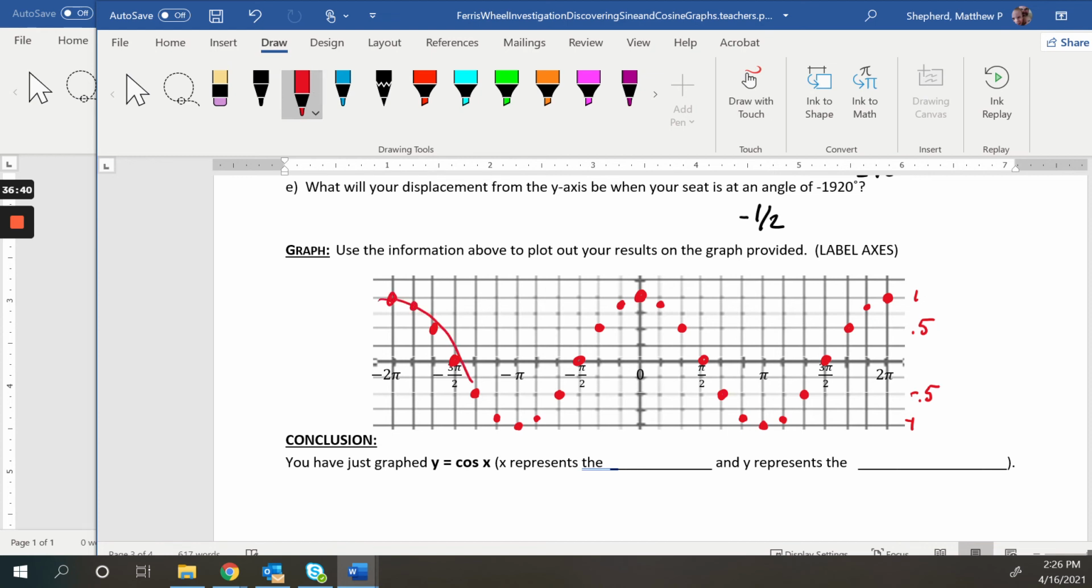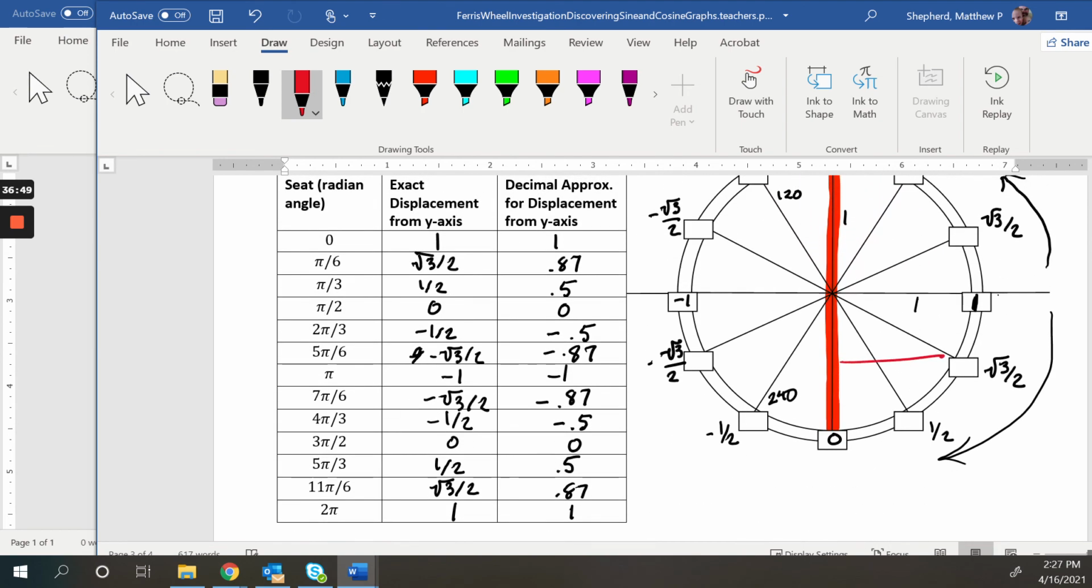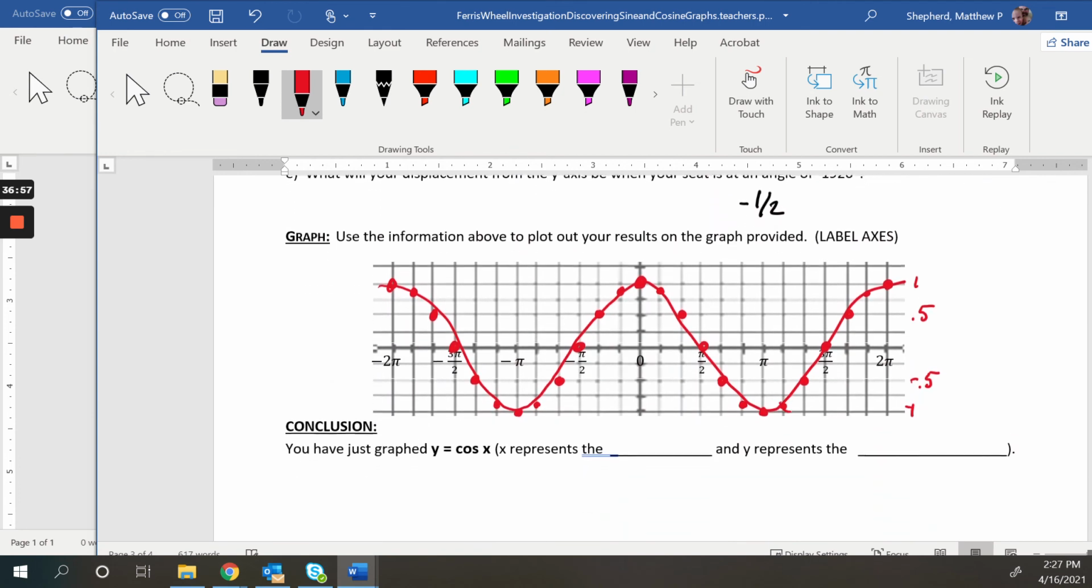Now this graph that we have just created right here, by focusing in on how far forward or how far backwards, because that's where all these came from. This went square root 3 over 2 forward. That went a half forward. That went a half backwards. This gives us a new graph. This new graph is what cosine is, focusing in on the x's.